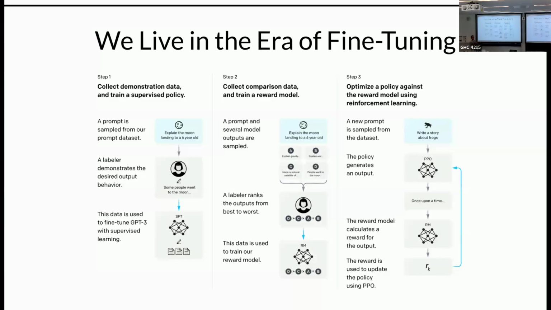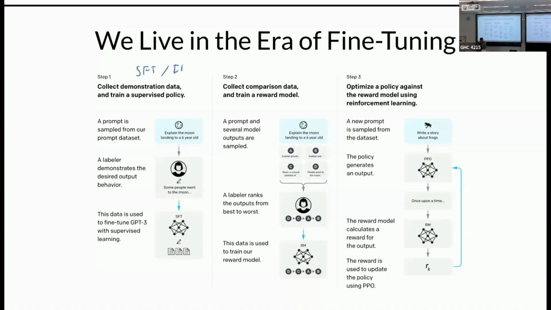And it's important for things like chatbots, right? Like if you ask your chatbot to do something, you want it to do that thing. So the way this looks is something like the following. You first do something that looks essentially like an imitation procedure. So this is usually called supervised fine-tuning, or SFT for short.